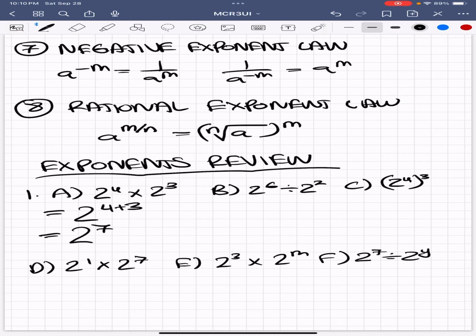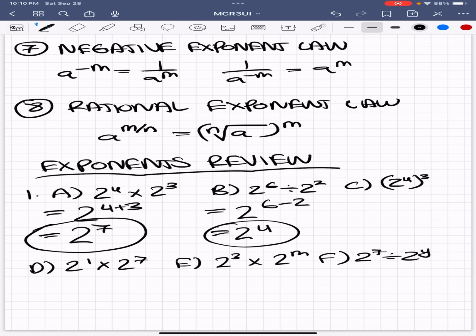And then we need to use the quotient of powers exponent law. The bases are the same, meaning we can subtract the exponents using exponent law number 2 to get a final answer. Next, we use the power of a power law, the third exponent law. We multiply the exponents to get a final answer of 2 to the power of 12.